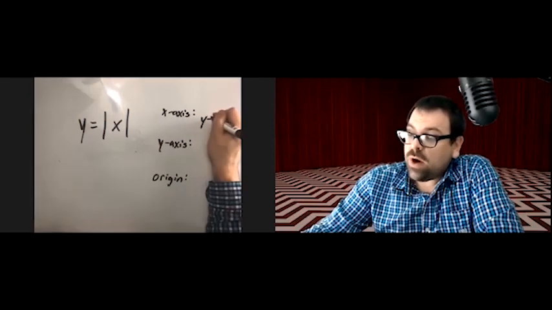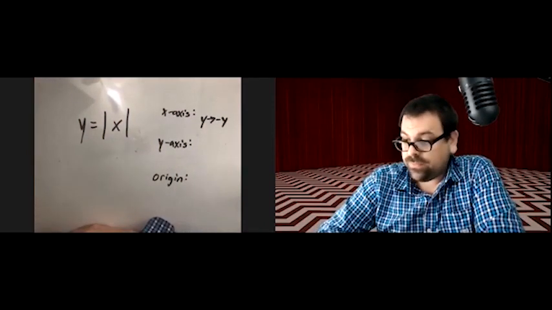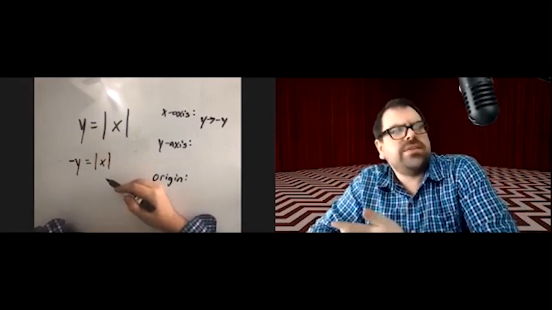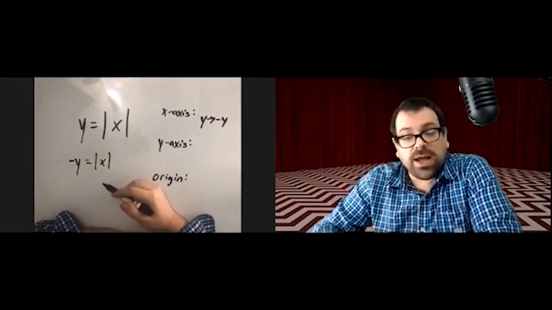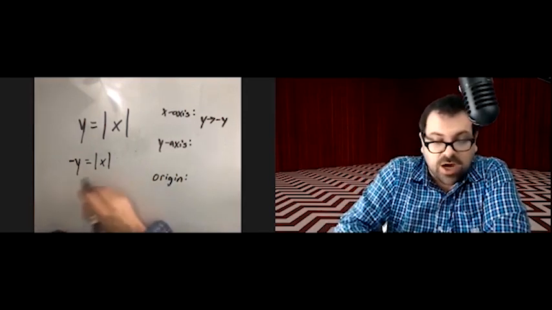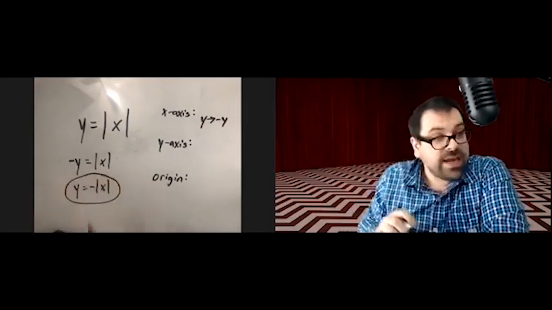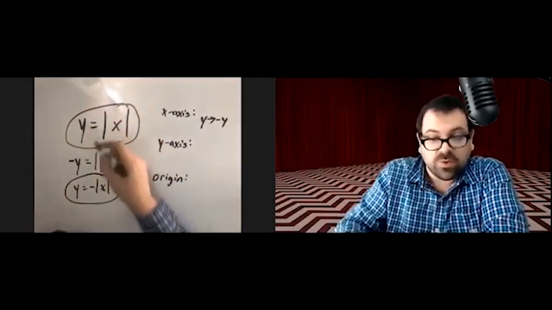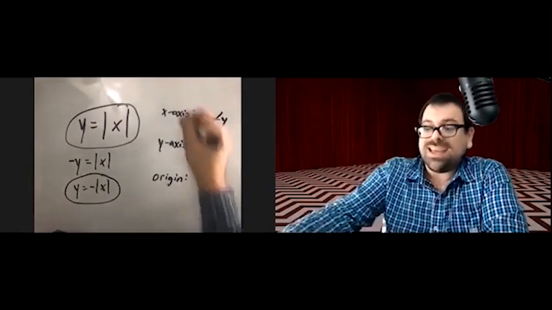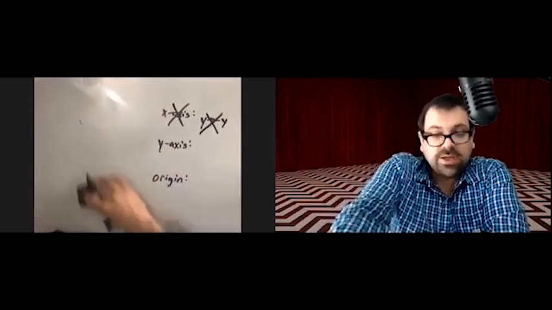For x-axis symmetry, we go y for negative y. And we want to test it back for the original. So we take our y, we replace it with negative y. How do we see if it's the same as the original? We solve for y. The original's solved for y. To solve for y, we would take the opposite of both sides. Y equals negative absolute value of x is not the same as y equals positive absolute value of x. So this doesn't hold up. It doesn't have x-axis symmetry. And this is the process. We need to find all three, so we do it again.